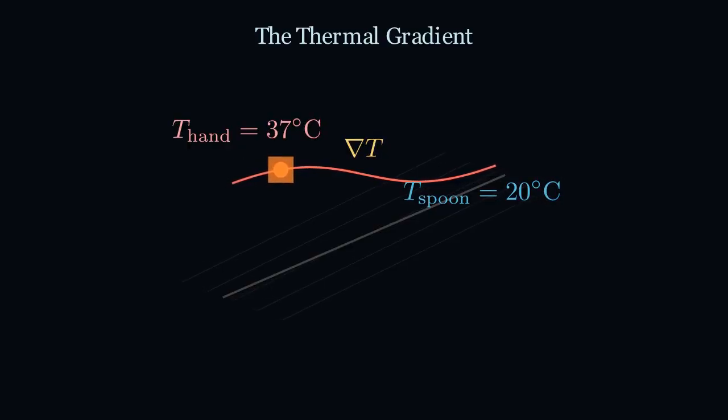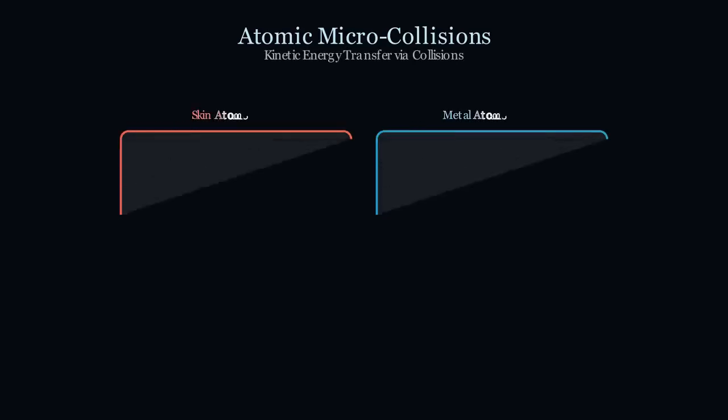Your body is hotter than the spoon, and energy naturally flows from the region of higher temperature, your hand, to the region of lower temperature, the spoon. This temperature difference creates what physicists call a thermal gradient. Think of it like a hill. Energy, like water, always flows downhill, from a high point of thermal energy to a low point, seeking the path of least resistance to reach equilibrium.